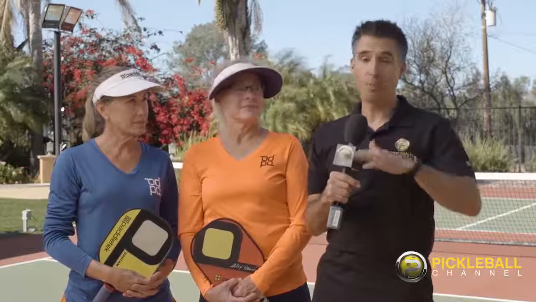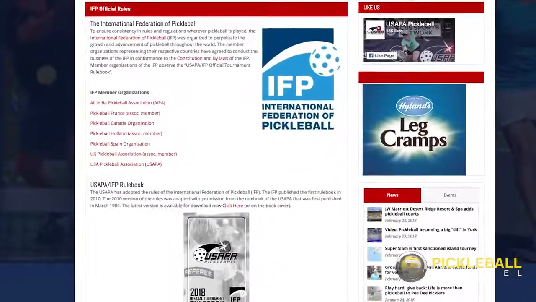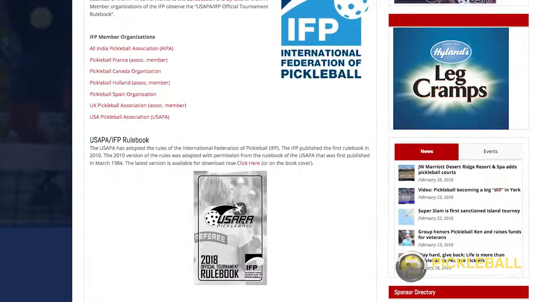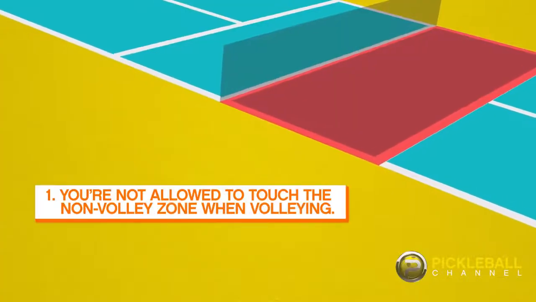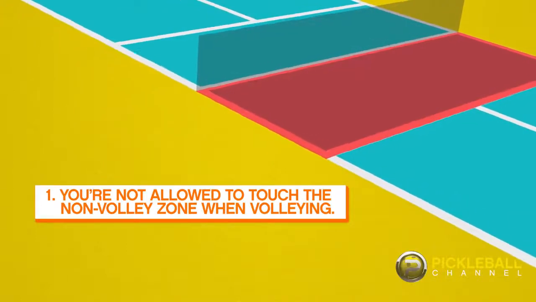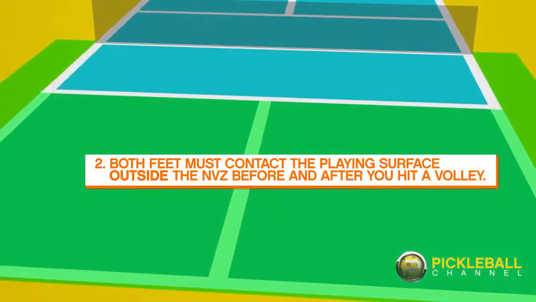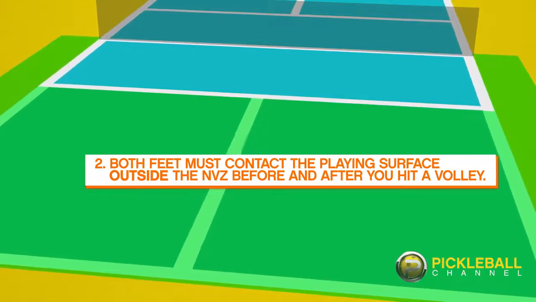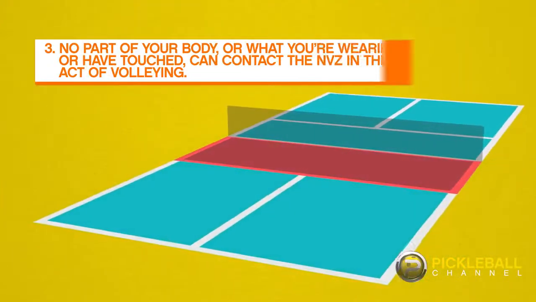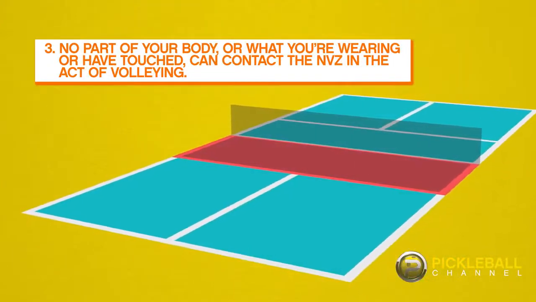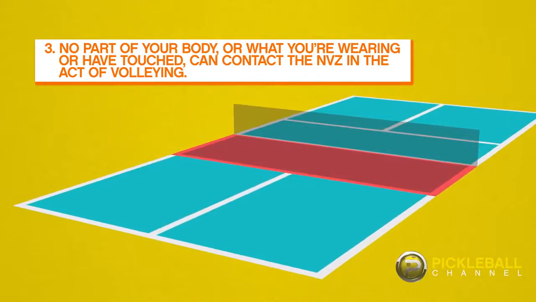The non-volley zone rule actually has 12 different distinctions, which is part of the reason we're making this video. The complete rule book is downloadable from the USAPA and the IFP. A simple version of the rule has 3 main components. Number 1, you're not allowed to touch the non-volley zone when volleying. Number 2, both feet must contact the playing surface outside the non-volley zone before and after you hit a volley. And number 3, no part of your body or what you're wearing or have touched can contact the non-volley zone in the act of volleying. Otherwise, it's a fault. So now, let's get more specific.